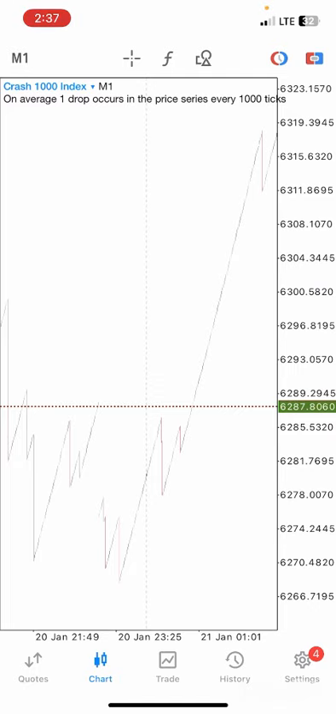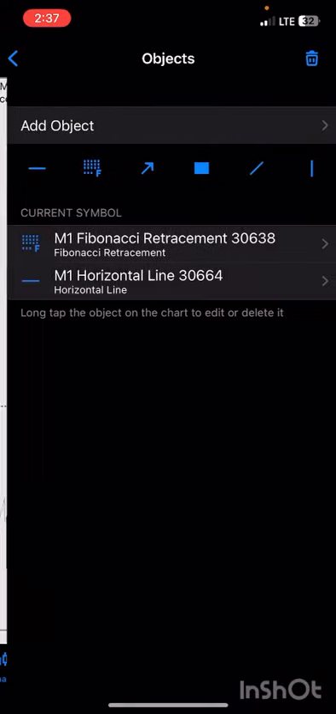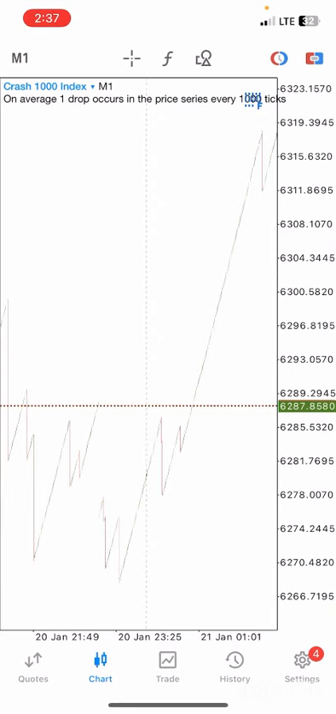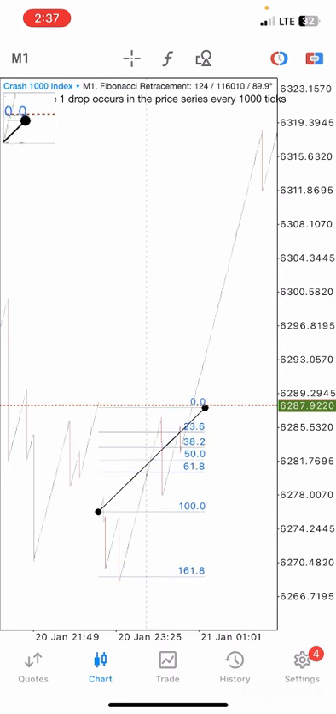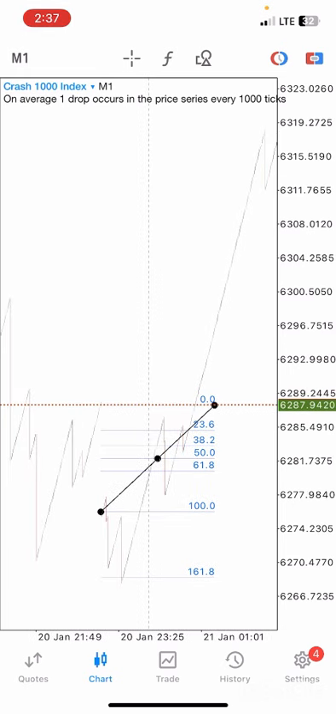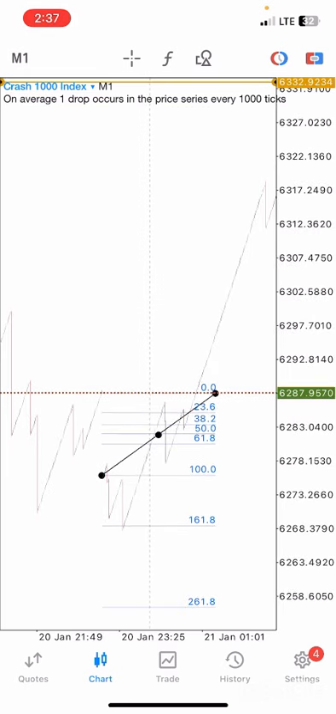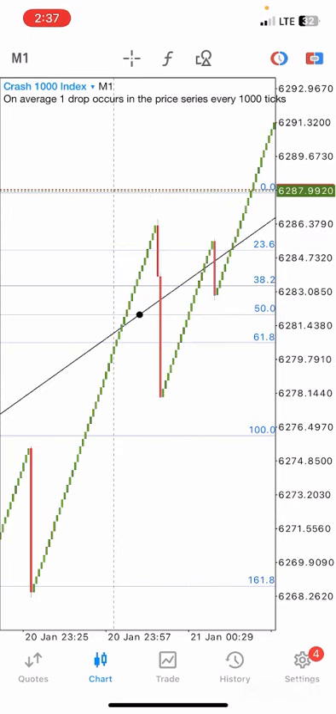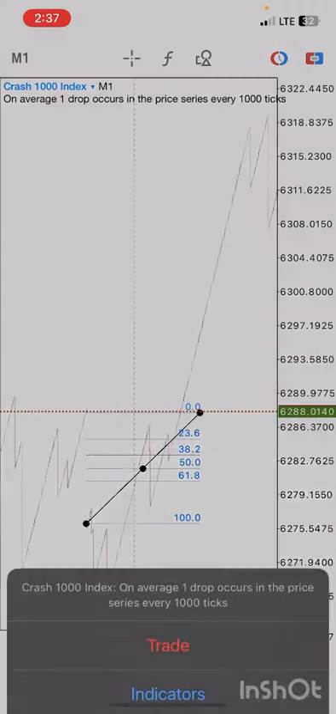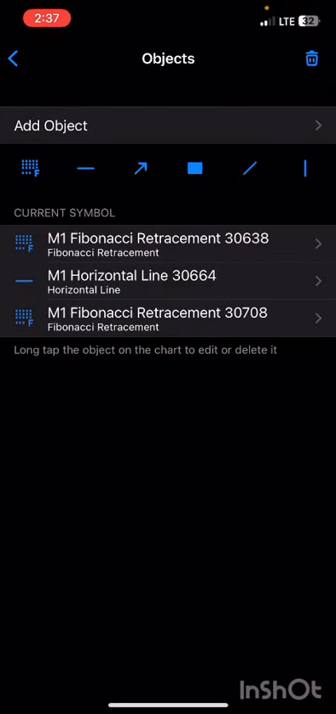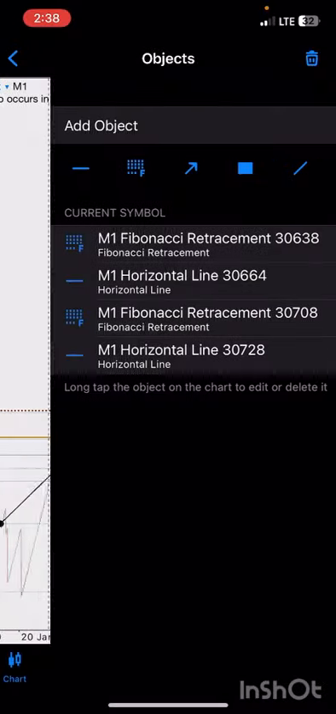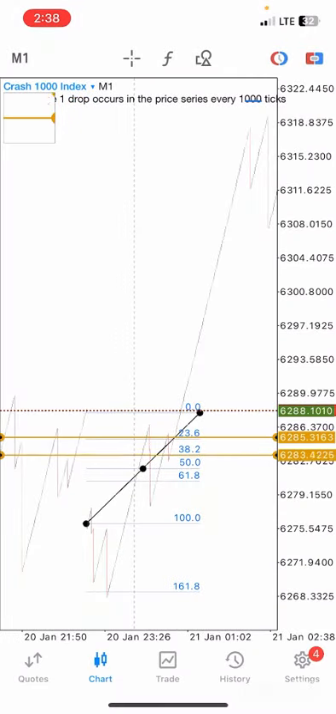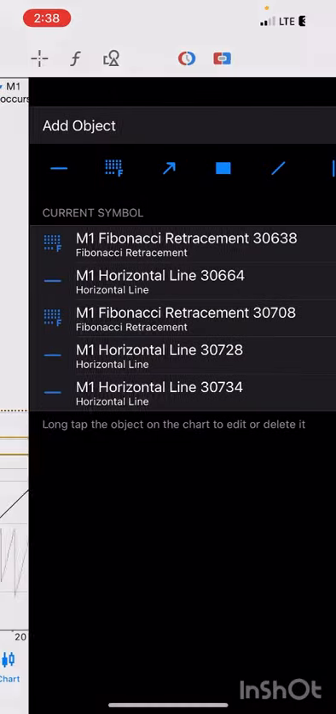Very good, this is a very good example. So you come here, you take your Fibonacci retracement tool, then you draw from the bottom to the top, from the beginning of the gap to the end of the gap, like that. From here you can see that once price touched the 23.6 level or the 38.2 level, it gave spikes just like that.